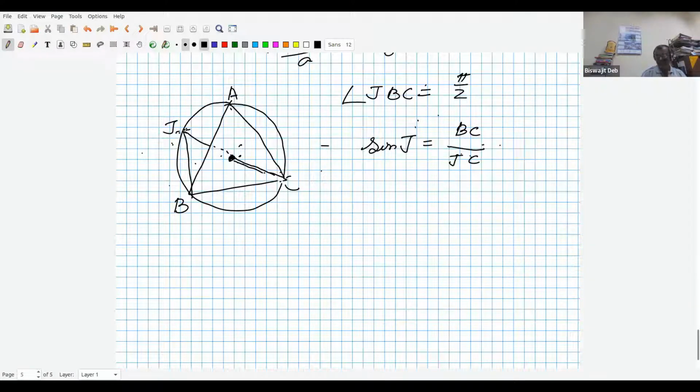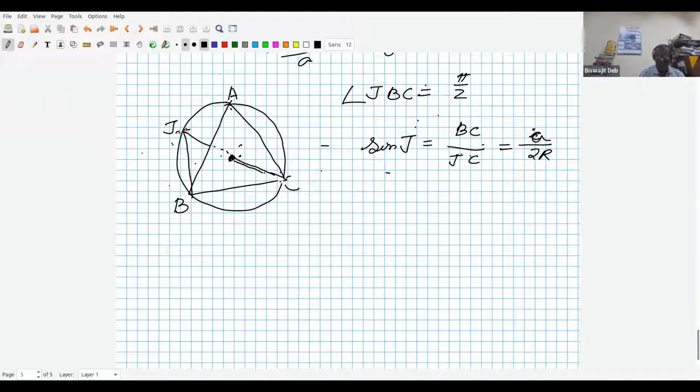So this is the same as small a over JC. JC means it is 2r, as we are considering the triangle ABC over the circle. If I consider r to be the radius of the circle, then this is the radius of the circumcircle, right? So a by 2r.